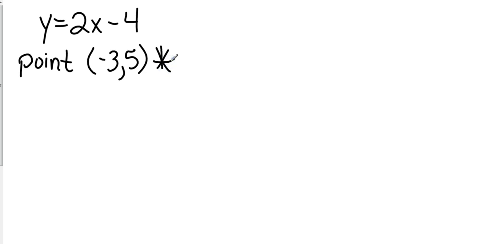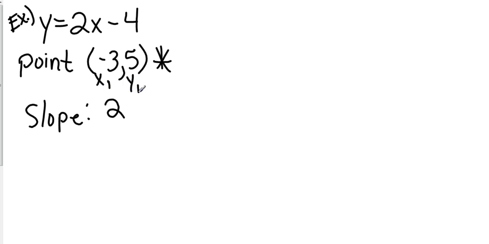So the new line goes through negative 3, 5, but we want to make sure that it's parallel to the first line. And so what is the slope of the new line going to be? If our first line has a slope of 2, the new line will also have a slope of 2, and so this will be my x1, this will be my y1, and I'm going to plug into the point-slope form because they've given me a point and a slope. So the point-slope form, again, we need to write it each time.